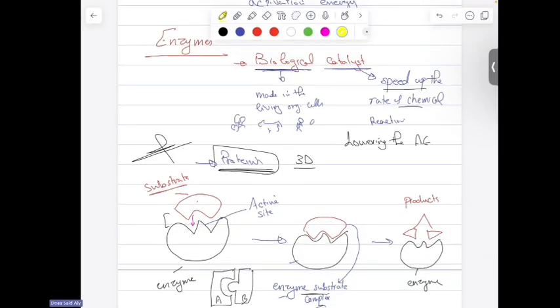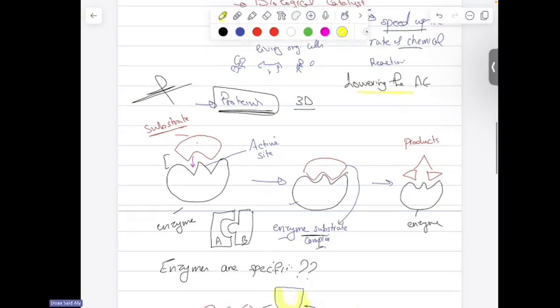What are enzymes? How can we lower the activation energy? We lower the activation energy by adding a catalyst. Okay, what's the name of the natural catalyst? The name of the natural catalyst, the enzymes. So enzymes are biological catalysts that speed up the rate of chemical reactions by lowering the activation energy.